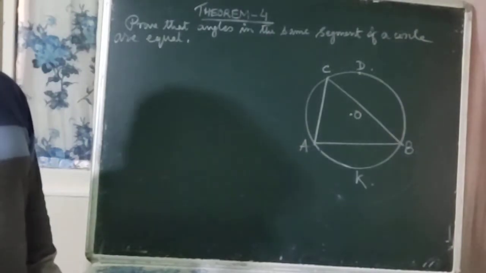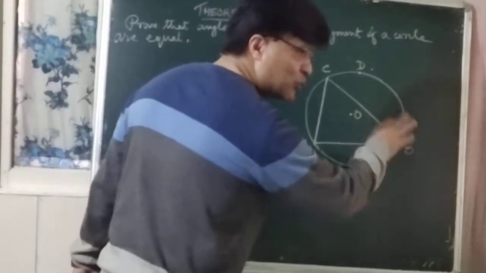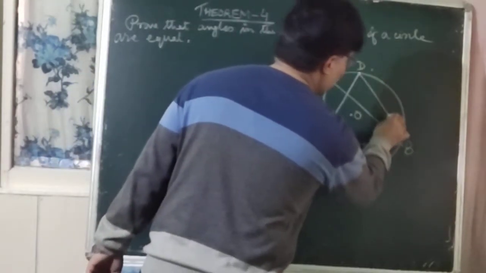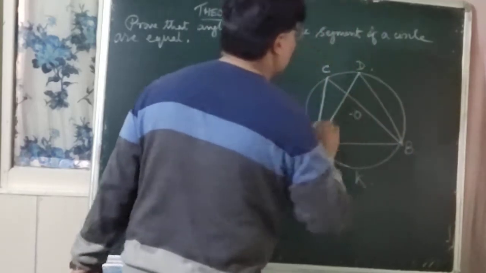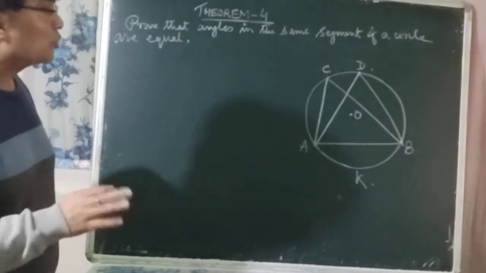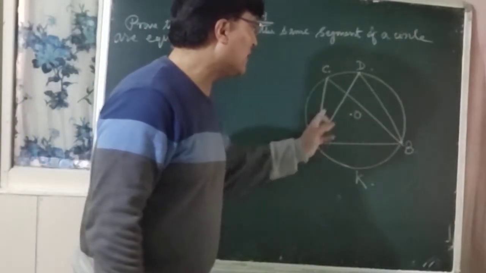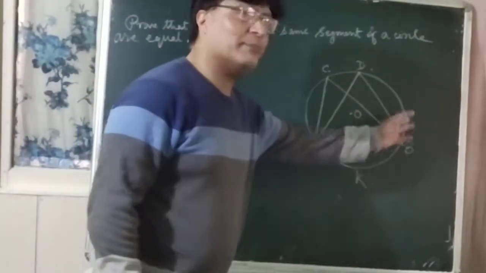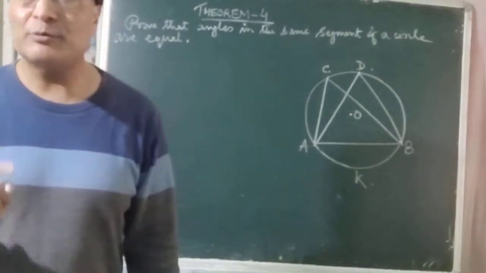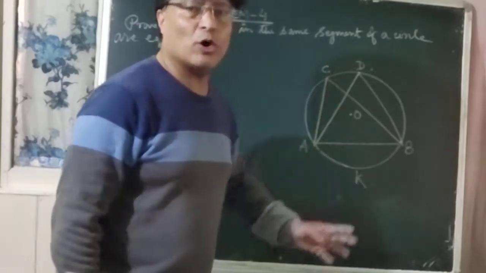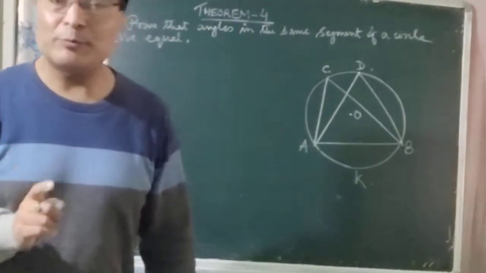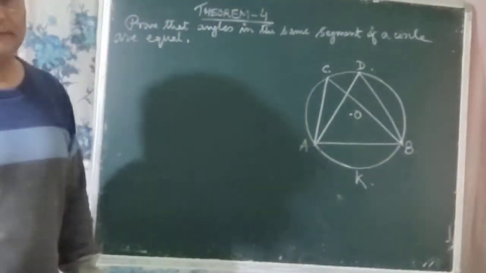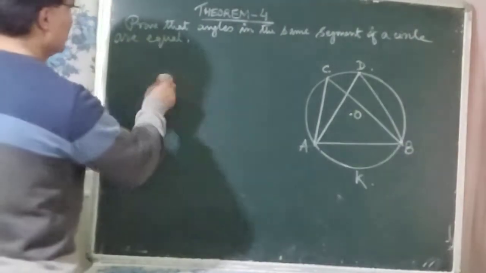Suppose there is another point D there on the circle. You join D and A, and you join D and B. So angle ACB and angle ADB are the angles on the same segment of the circle, subtended by the same arc AKB, and you have to prove that these two angles are always equal. That means you have to prove that angles in the same segment of a circle are equal. Is that clear? Now let us prove it.